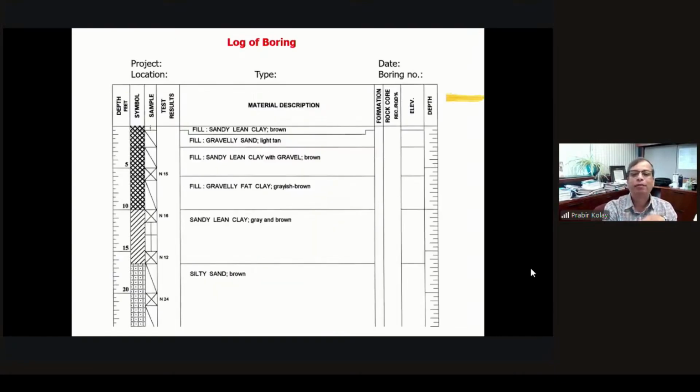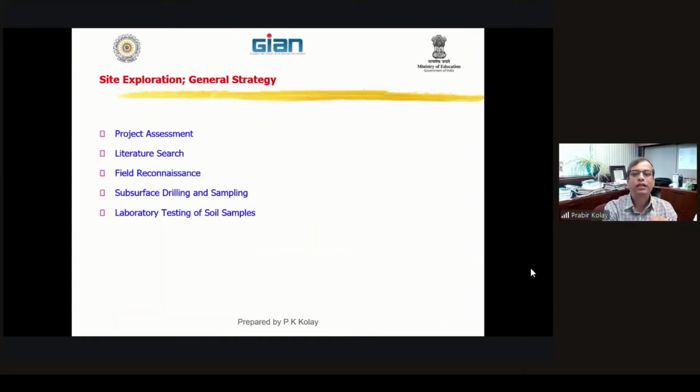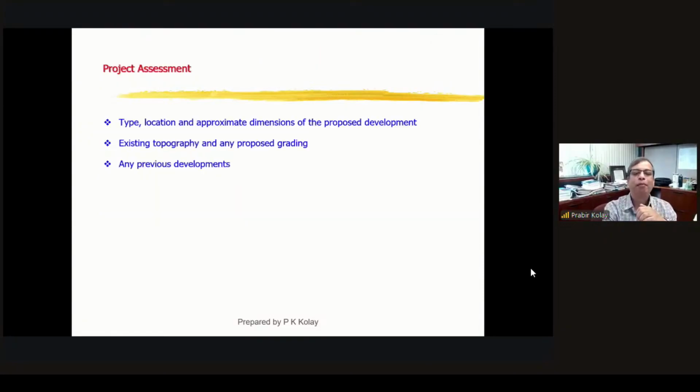So again, the same thing over here. The site exploration general strategy is project assessment, literature search. So that's when you have an idea. Field reconnaissance, subsurface drilling and sampling, laboratory testing of the soil sample. So all these things, what are the tests to do in the lab?